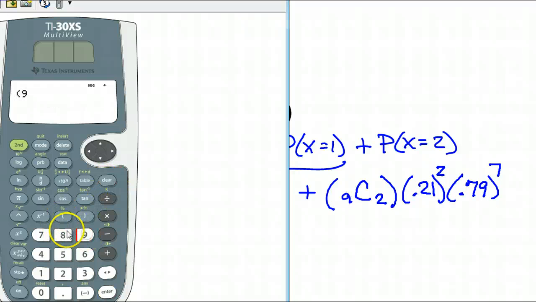Okay, so I'm going to do 9 choose 2. Okay, times the probability of success. And the power is the number of successes I'm shooting for. And then I will do the probability of failure. And the power is the number of failures. All right, these powers always have to add up to be the total, which in this case is 9. So that probability is 0.3049.